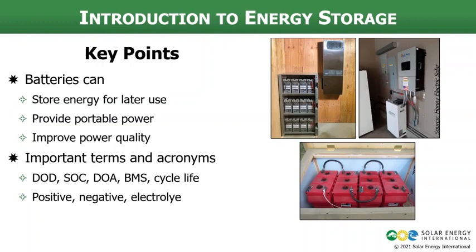Cycle life is the amount of charge and discharge cycles we anticipate getting out of the battery before it reaches its end of life. Positive and negative terminals, we see those on the batteries, we see those in the plates inside an individual cell, and we also have the electrolyte, which is the conductive element inside the battery that allows electrons to flow between the anode and the cathode.